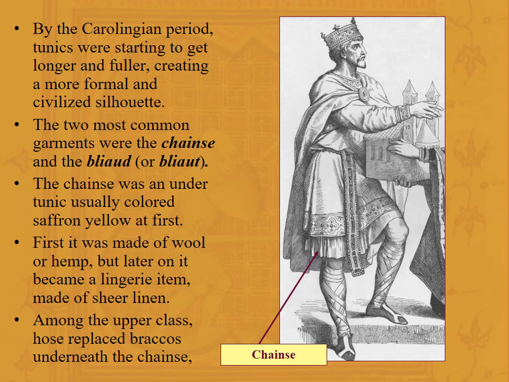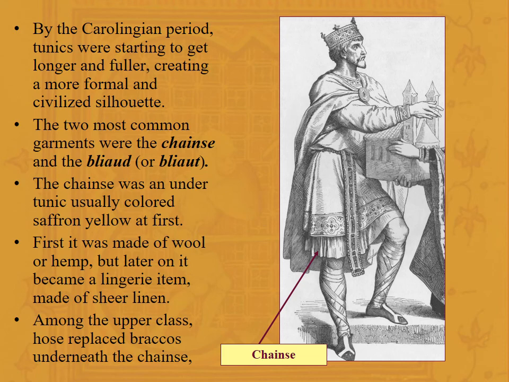Okay, we start to see some other kinds of tunics show up, creating a more formal and civilized silhouette in the Carolingian period. Remember, this is one of the two only "civilized" kingdoms in this period. One of those garments is the chainse, the other is the bliaud. We'll talk about the bliaud in a moment.